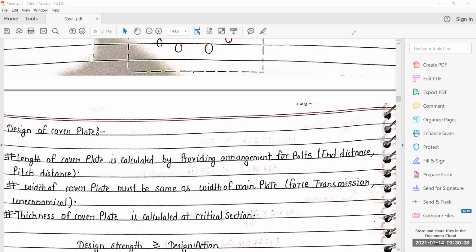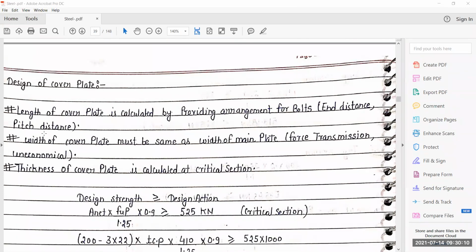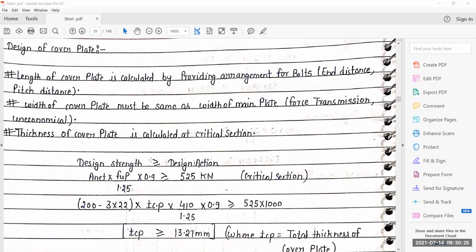Then now the length of the cover plate. The width of the cover plate must be the same as the width of the main plate. This is the first transmission and economical. Okay. Then the thickness of the cover plate is calculated at the critical section. The design strength is greater than or equal to the design action. The A net into Fu upon 1.25 into 0.9 is greater than or equal to 525 kilonewton. This is a critical section.